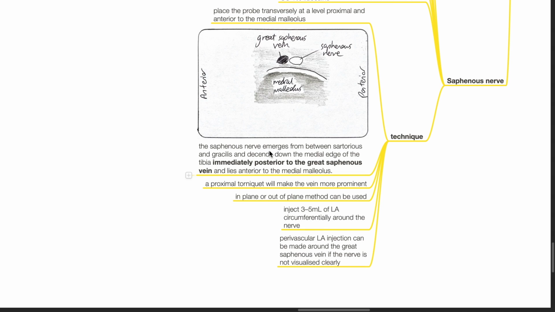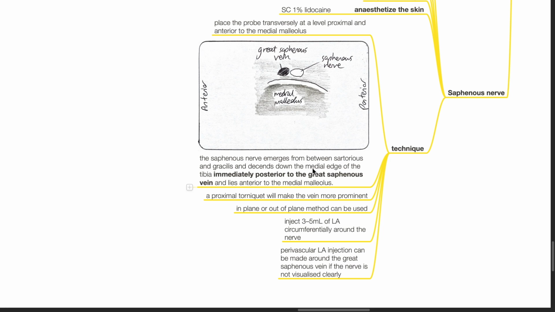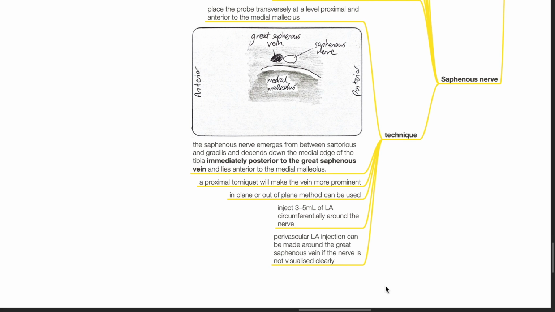The saphenous nerve emerges from between the sartorius and gracilis and descends down the medial edge of the tibia immediately posterior to the great saphenous vein and lies anterior to the medial malleolus. A proximal tourniquet will make the vein more prominent. In-plane or out-of-plane method can be used. Inject 3 to 5 mL of LA circumferentially around the nerve. Perivascular LA injection can be made around the great saphenous vein if the nerve is not visualized clearly.